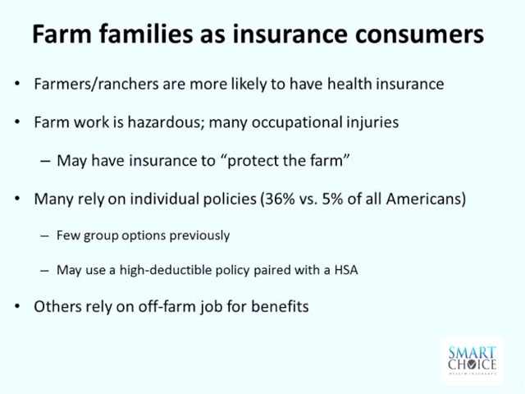But overall, farmers rely on individual health insurance policies more than the average American. So 5% of Americans have individual policies, where 36% of farmers do. And that's, of course, because there's few group options for farmers. There's not very many ways for them to buy into a group policy. So they've often either had to buy their own health insurance policy, or they bought a high deductible policy and paired it with a health savings account, something like that, to try to provide insurance.